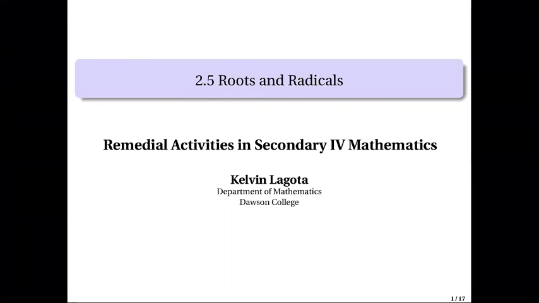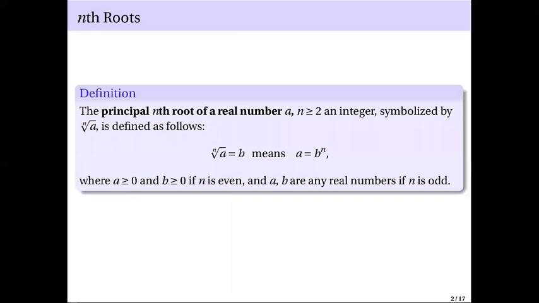Okay, so first we define the principal nth root of a real number a, for n greater than or equal to 2 and n an integer, which is symbolized as this guy here. This is read as the nth root of a. So the nth root of a is equal to b. This means that a is equal to b to the n. So your a must be equal to b to the n.